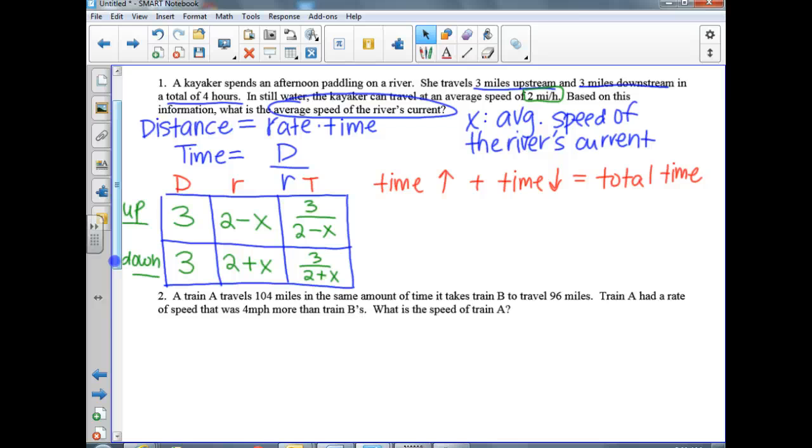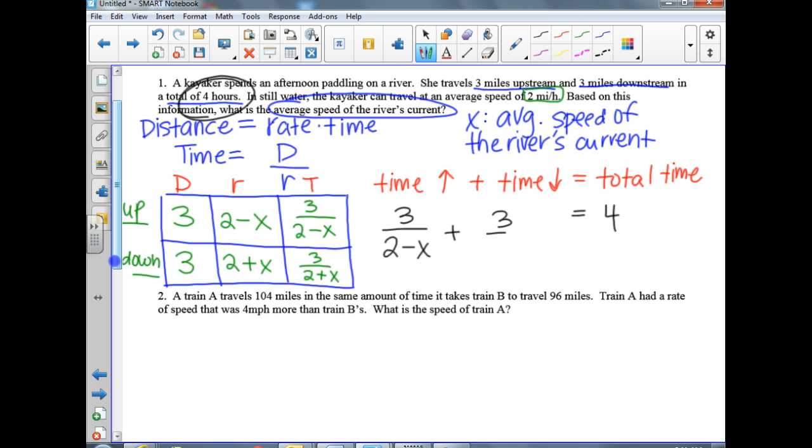Let's start with the total time. What is the total time it takes? 4 hours. So the 4 is going to go over here. They give you that, the 4 hours. And then the other part comes from here. Your time upstream is 3 divided by 2 minus x plus your downstream, 3 divided by 2 plus x. Would the 4 be over 1? Yes, the 4 is just over 1.